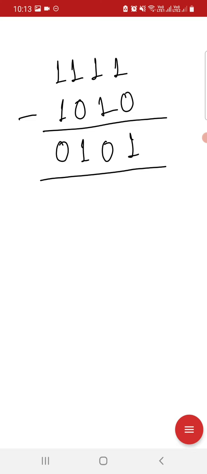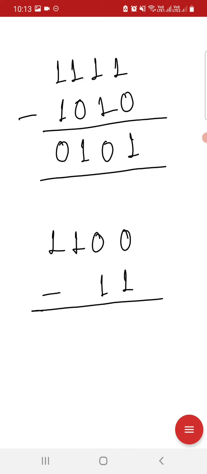But when we have a number like 1100 minus 11, what do we have to do? First, that is 0 minus 1, so we need to take a borrow, because we cannot subtract 1 from a 0. We need to take a borrow from the next digit, but this is also 0. Then from where do we take the borrow? After that digit, the next place, that second digit is 1, and from that digit we can take a borrow.